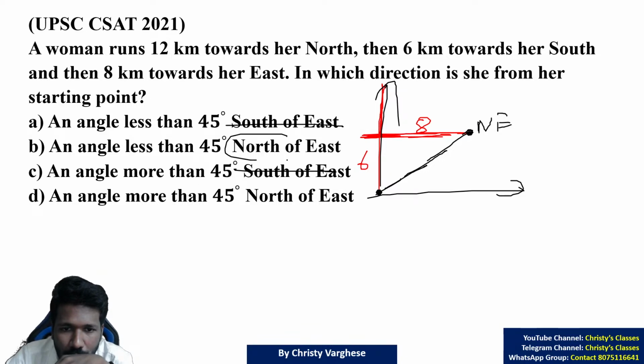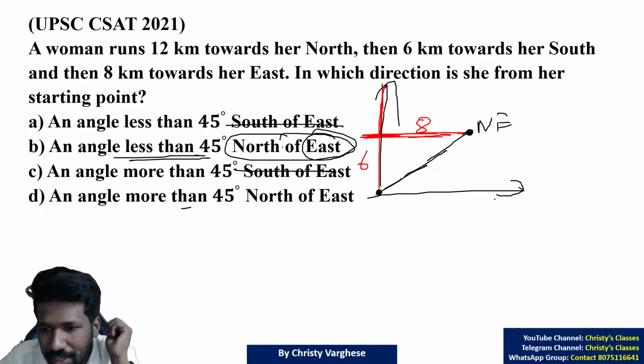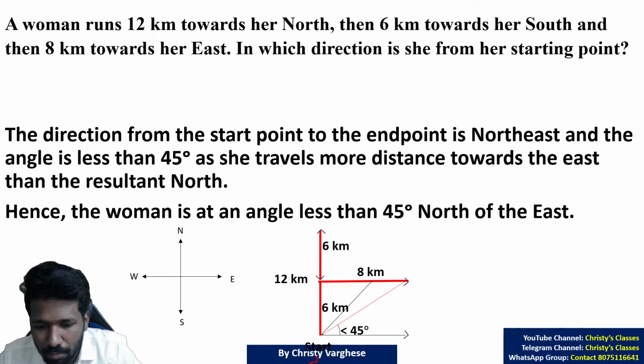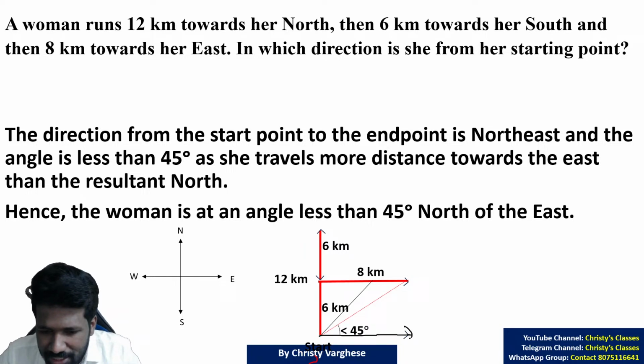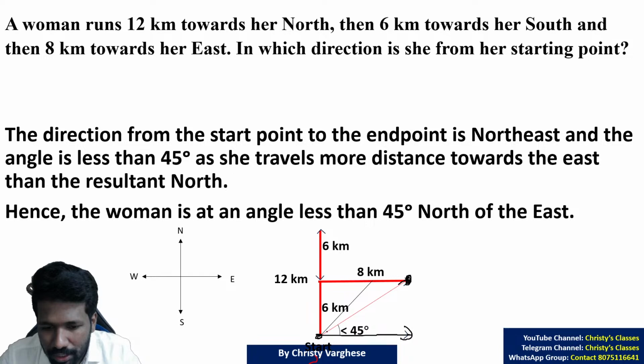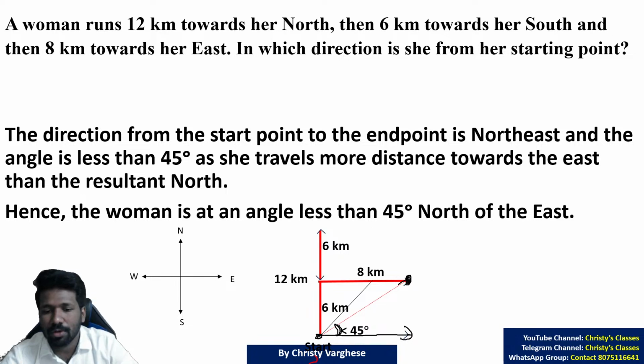Other two options, northeast itself, but what is the angle? Is it less than 45 or more than 45? North of east means from east towards north, what angle? From east means from this east line. Look at this picture for more clarity. From this east line, this finishing point, from the starting point, what is this angle? How much angle is it? Is it less than 45 or more than 45?